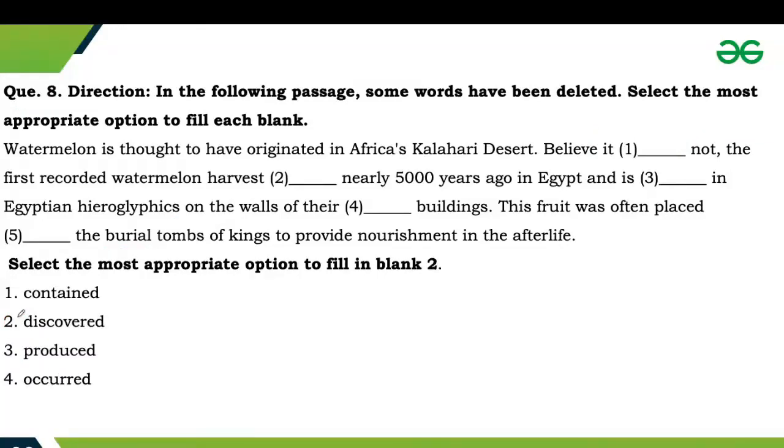Option number 2, we have verbs: contained, discovered, produced, occurred. The first recorded watermelon harvest dash nearly 5,000 years ago in Egypt. So it should be option number 4, that is occurred. Here the passage talks about the origin of watermelons. The second sentence refers to the first time a watermelon was discovered nearly 5,000 years ago. In this way we will make it correct by using the fourth option, that is occurred.